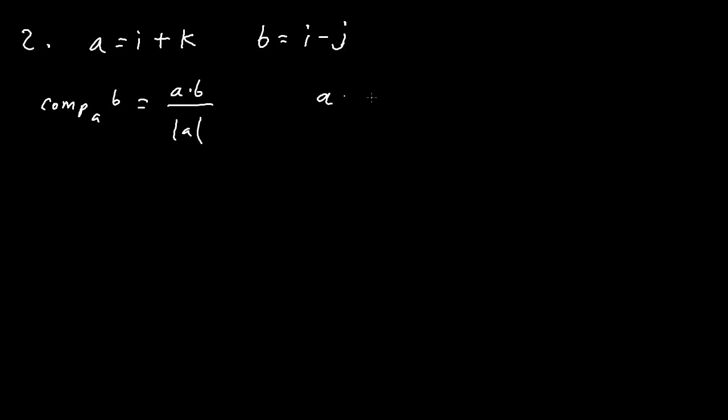So if I were to write A in component form, 1 is the coefficient in front of i, so that will be our x component. There is no j component, which means our y component is 0, and there's 1 in front of the k, so our z component will be 1. Now in terms of B, in component form, we have just 1 as the coefficient of i, so that's going to be our x component. We have negative 1 in front of j, so that will be our y component, and there's no k, so 0 will be our z component.